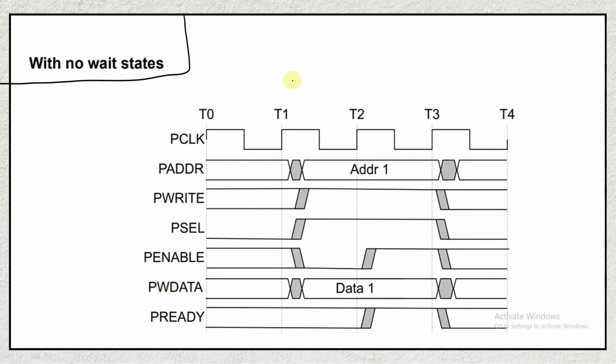If we want to include a wait state in the case of the AHB protocol, HREADY was made 0. That means a wait state has been introduced, that is, the master is not going to perform any transaction. If HREADY is equal to 1, then the master is going to perform the transaction, and HREADY equal to 0 means the slave is not ready for the transfer.